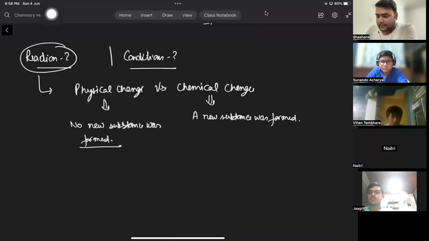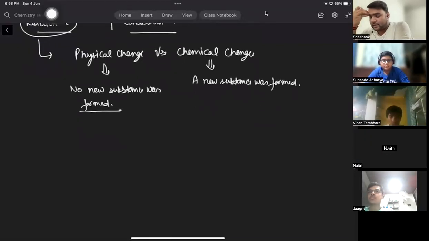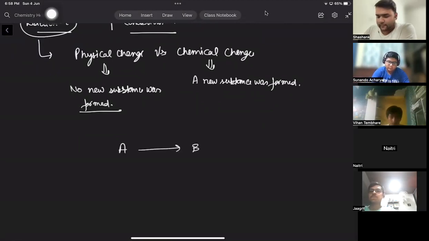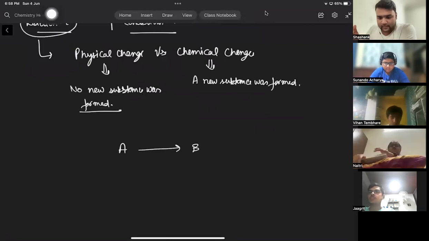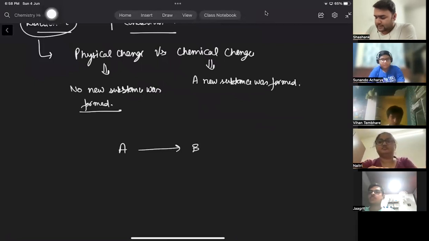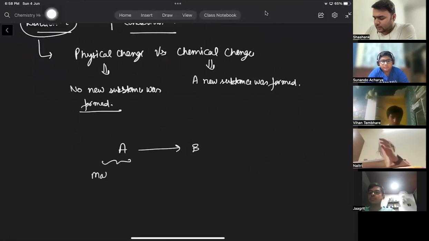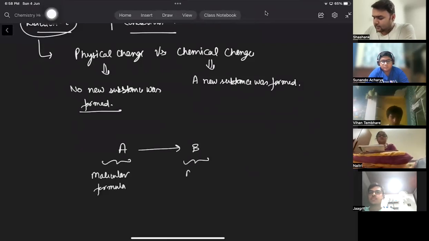Correct? And now the question is, sir, how do we figure out where a new substance was formed and where it was not? So a very simple method. Suppose this is a process called A to B. Mark my words, I'm not saying it's a chemical reaction, I'm saying it's a process from A to B. So just check the molecular formula of A, and check the molecular formula of B.